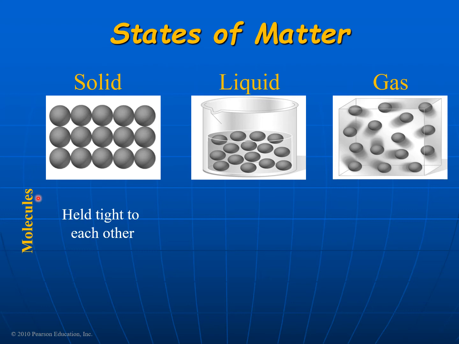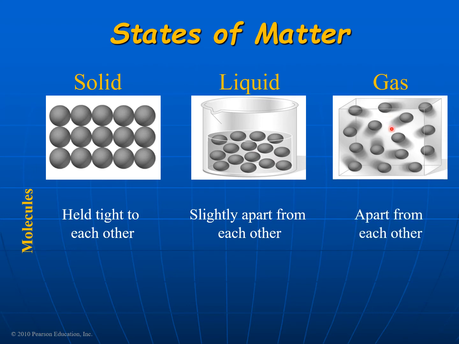From the molecular point of view, the solid state always has high, tight bonding between the molecules. For the liquid, the molecules are slightly apart from each other. And for the gas, they are far apart from each other. And this will reflect on their volume and shape.